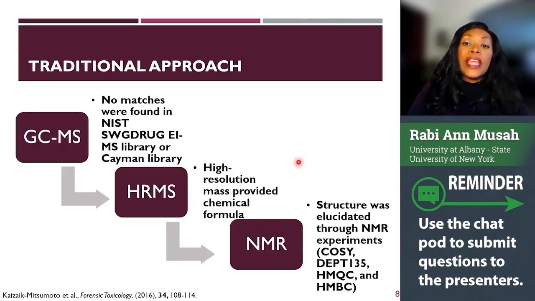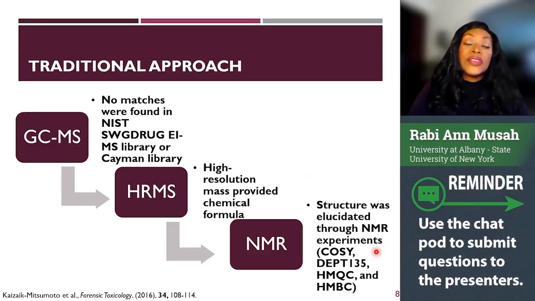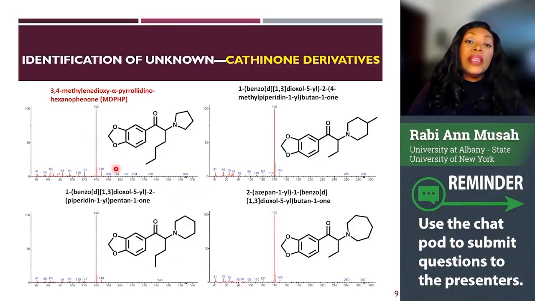And so essentially when they found no matches in the NIST database or in the Cayman library, they ended up acquiring high resolution mass spec data, which allowed them to get molecular formula information. And then they had enough compound in purified form so that they were able to do 1 and 2D NMR experiments. And through that, they were able to determine that this is the structure of that molecule here in the upper left-hand corner. And you can see that it is an isomer of these other three compounds.